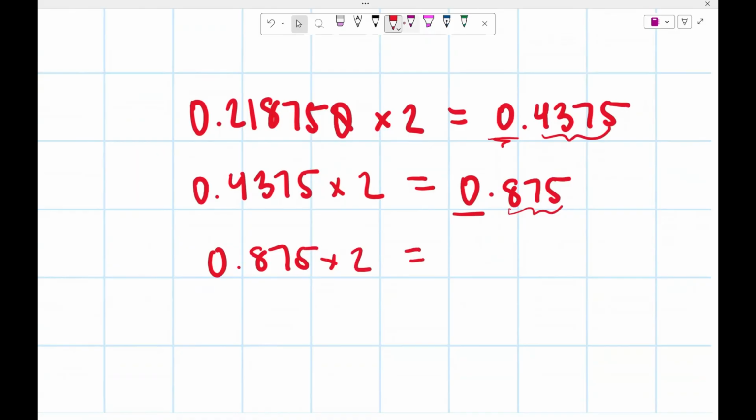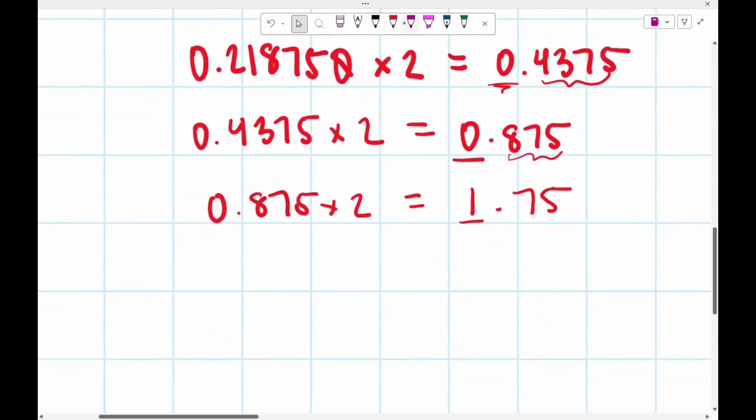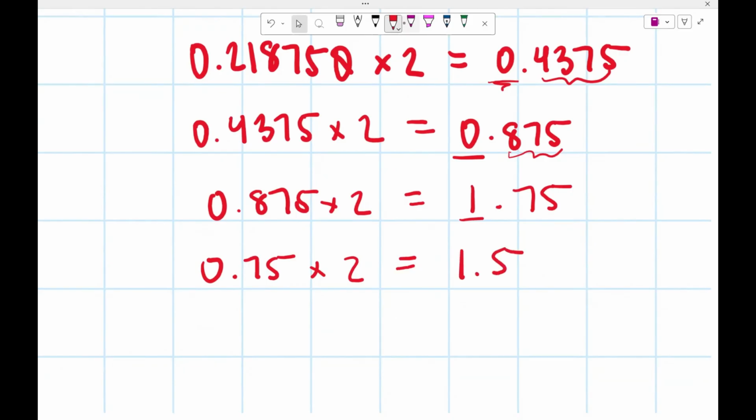Okay, 0.875 times 2, that's going to be 1.75. Okay, so that one we will write up here. And now, remember I said we're only taking this lower half. So we're not going to multiply 1.75 times 2. We're only going to multiply 0.75 times 2. And of course, that's going to be 1.5.